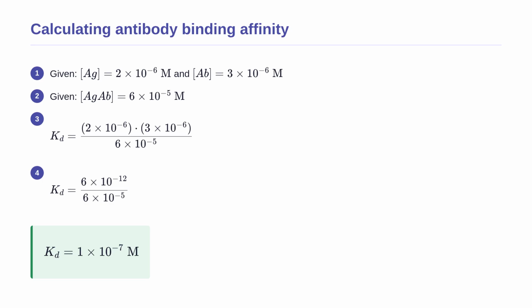First, we substitute our given values into the numerator and denominator. Multiplying the free components in the numerator gives us 6 × 10⁻¹². Dividing this by the bound complex concentration yields a final answer of 1 × 10⁻⁷ molar, or 100 nanomolar. Because this number is very small, it physically means the antibody binds tightly, providing a strong immune response.